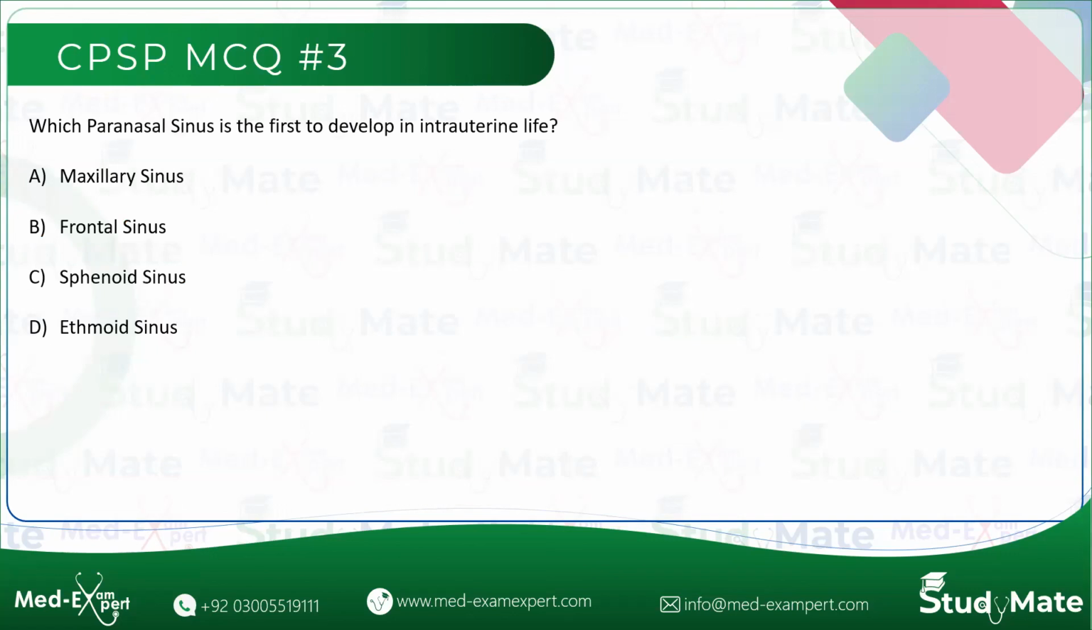Okay, so which paranasal sinus is the first to develop in intrauterine life? So what do you think is the correct answer? Is it A, maxillary sinus, B, frontal sinus, C, sphenoid sinus, and D is ethmoid sinus? So again, almost everyone has commented correctly that it is A, the maxillary sinus.